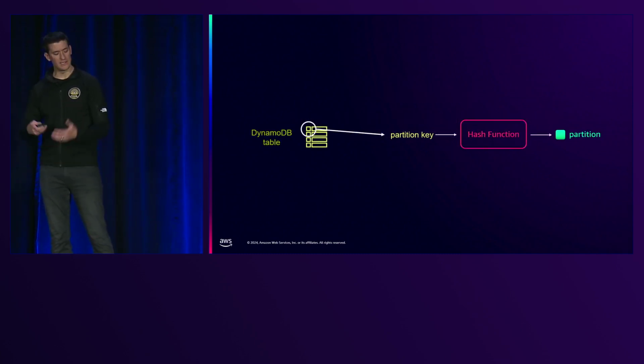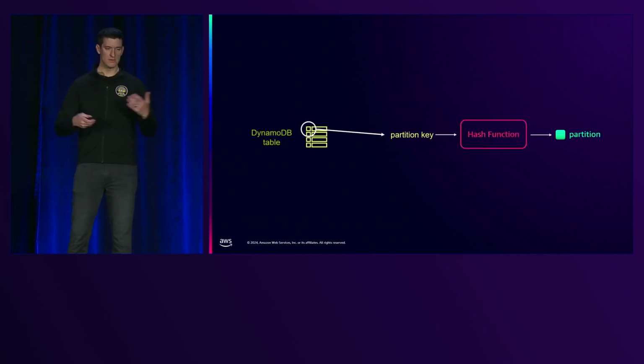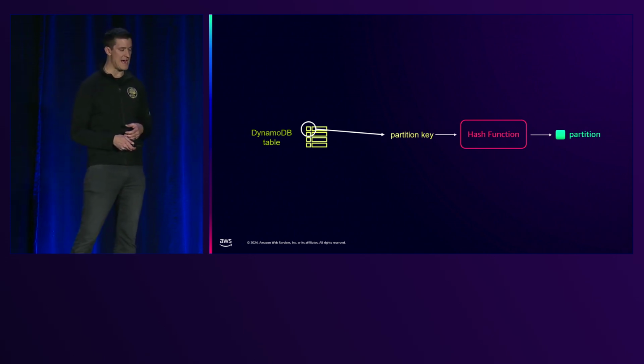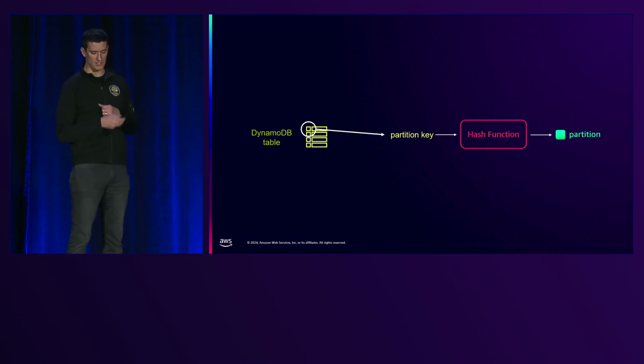And we've placed the items that you have in your table, one or more items in one or more partitions. Very simplistically, you have a table, you have a partition key. That partition key goes through an internal hash function that we have, and we use that hash function to determine where that partition lies within the server.